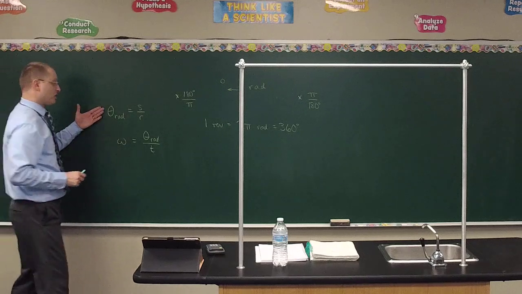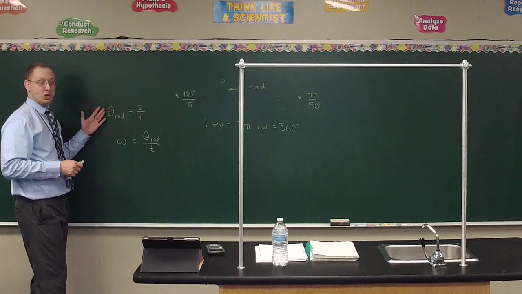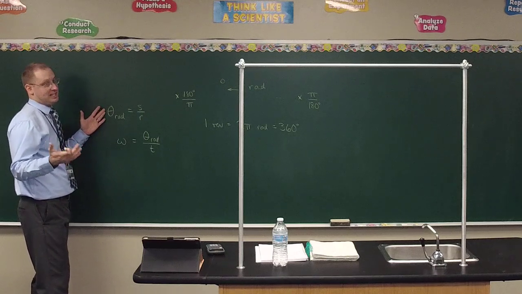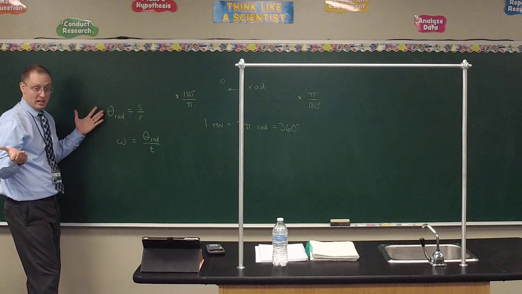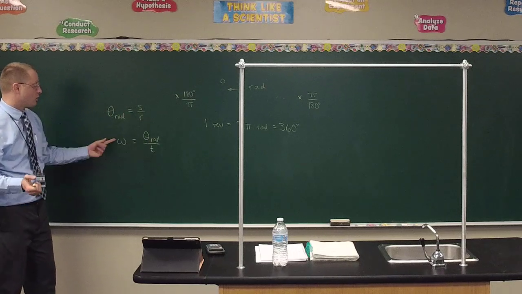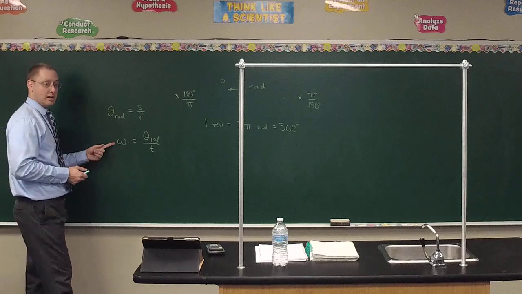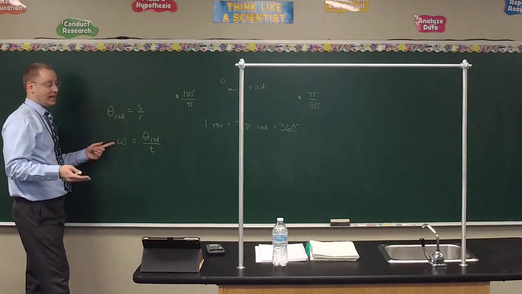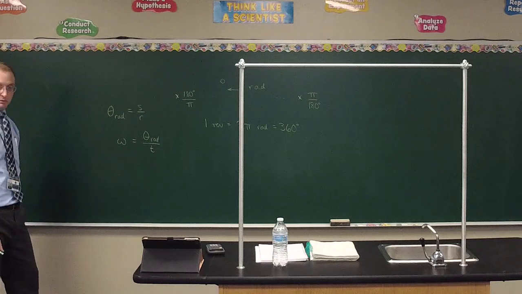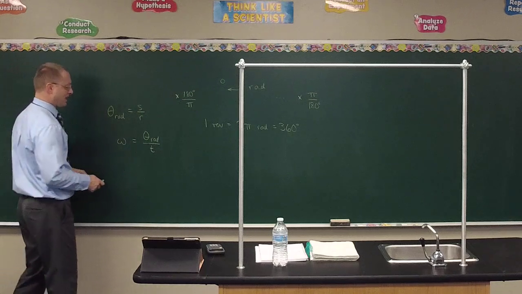Now, angular displacement, we said, could be measured in radians, but technically it's unitless. So when you take the radians divided by time, your angular velocity is going to be radians per second, or just per second. What per second? Just per second. Just a weird way to think. So I'm fine with if you say radians per second.